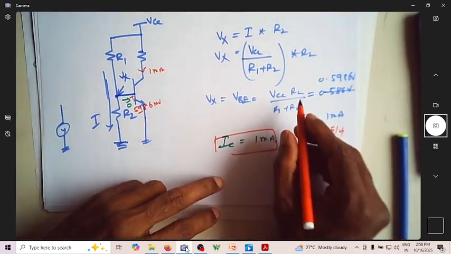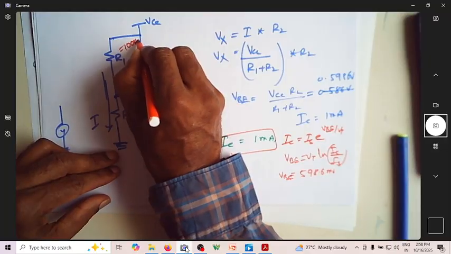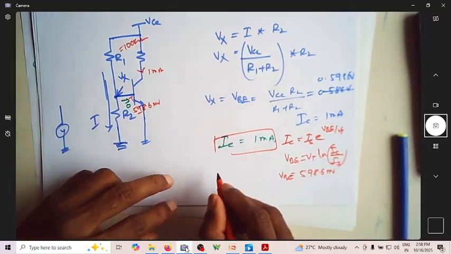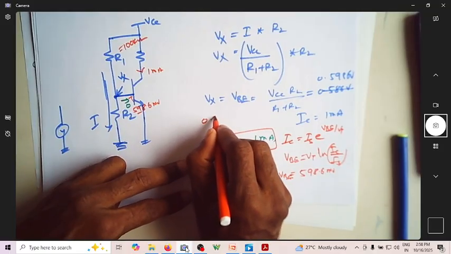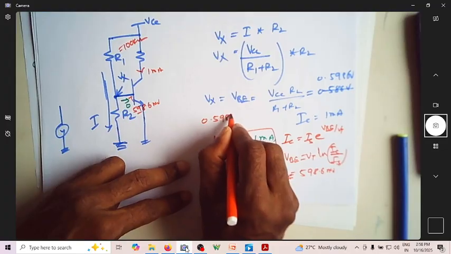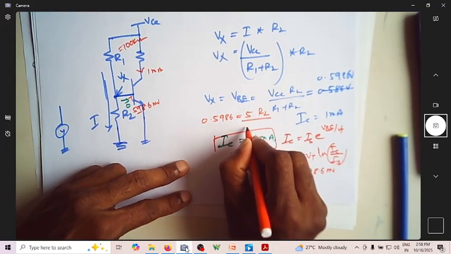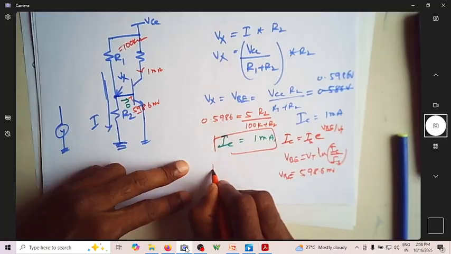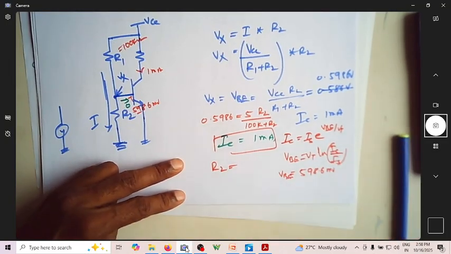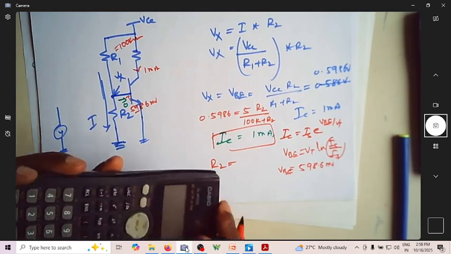So of course, we can assume the value of R1 as 100 kilo ohm. You can find the value of R2. Now what you have from this equation is 0.5986 is equal to 5 into R2 divided by 100k plus R2. You can actually solve for R2. Can I solve this?